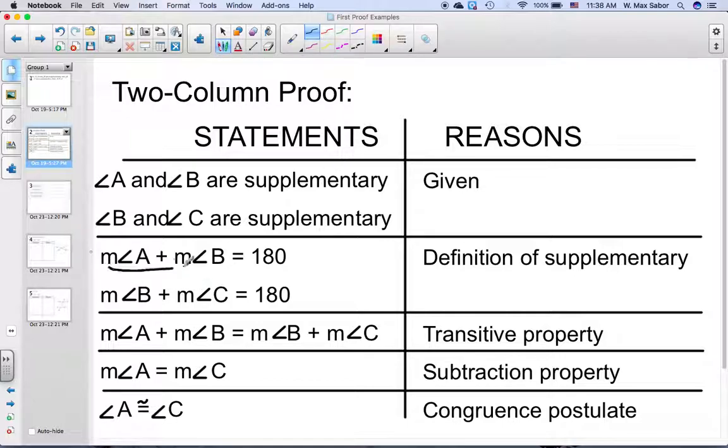So that's saying that this equals that, and that's called the transitive property when we say those two things are equal. Subtracting the measure of angle B from both sides gives us the measure of angle A equals the measure of angle C. And the congruence postulate says that angle A is congruent to angle C. So that's an example of a proof of that statement.